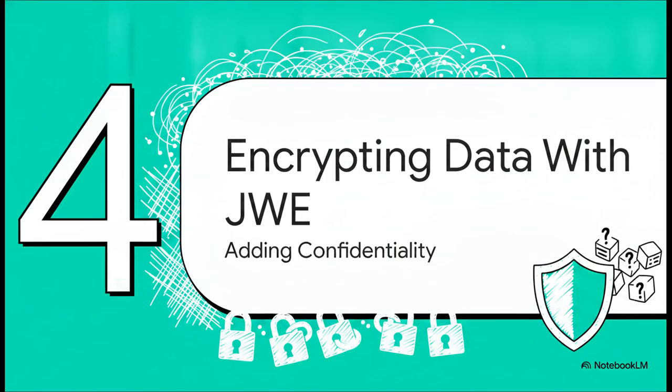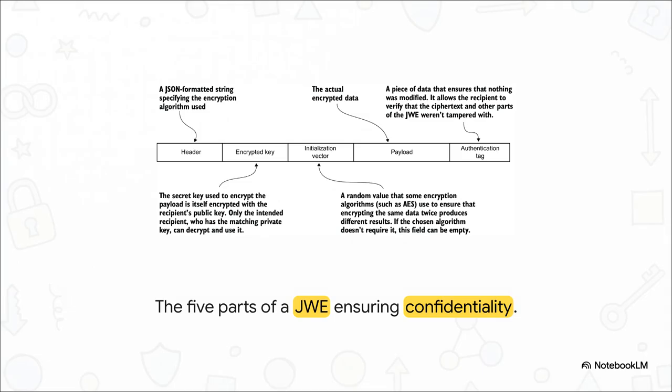Adding confidentiality. While JWS guarantees our data hasn't been altered and proves who created it, what if our payload contains highly sensitive secrets? Like personal data or internal system IDs. In that case, we need to add a layer of confidentiality using JSON Web Encryption, or JWE.